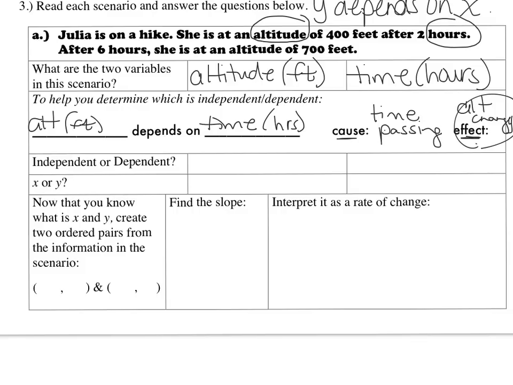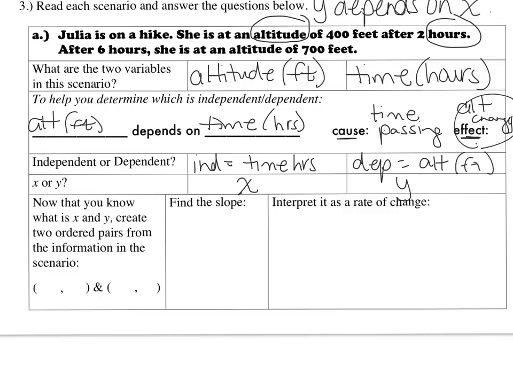So this next little bit here saying independent or dependent, well, let's just write down our independent variable. The independent variable in this case is going to be time in hours, right? And independent variable, that's x. And then the dependent variable in this case, well, that's going to be the altitude in feet. And that's going to be on the y-axis. So now that you know what x and y are, we're going to create the two ordered pairs, right?